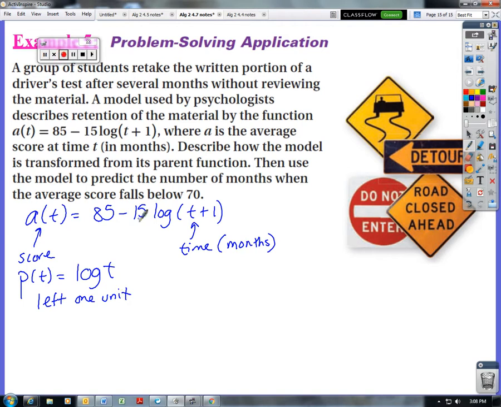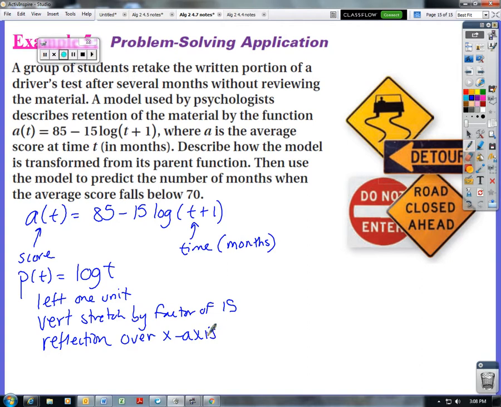Okay. Then there's a 15 multiplied in front of the log. That's going to be a vertical stretch by a factor of 15. There's also a negative out in front. The negative is out in front, and that's a reflection over the x-axis. If you have forgotten that, you need to review it and remember it again. And then there's this 85 out here, and it's actually being added because you could think of it as a plus here.